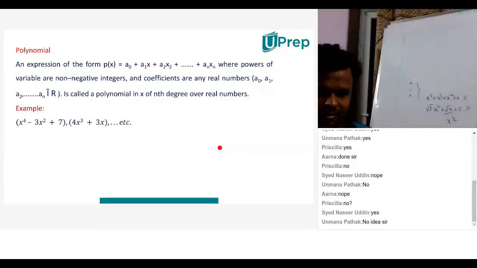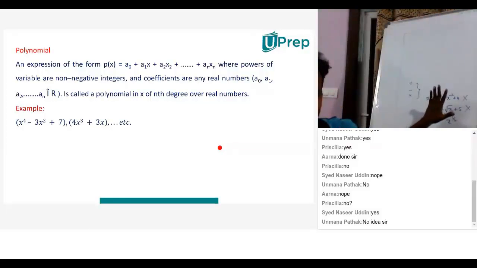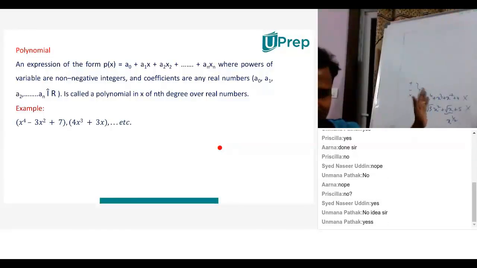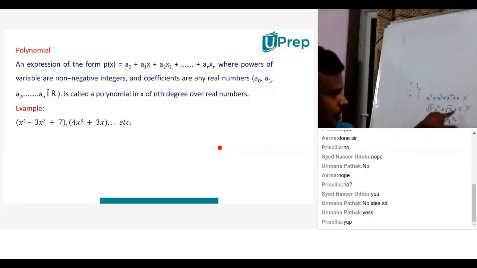Are we okay, children? Are we okay with this understanding that these examples are not polynomials? Are we clear with the definition of polynomials? Please type in a yes. So not totally. Okay. What I'm trying to tell you is, if I have the powers of the variable as negative or as a fraction, I cannot call them a polynomial.